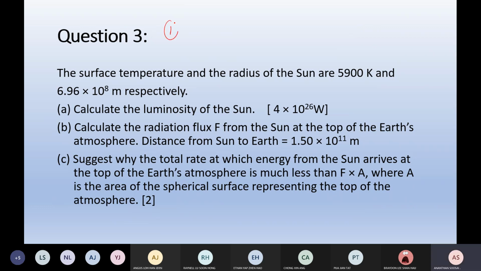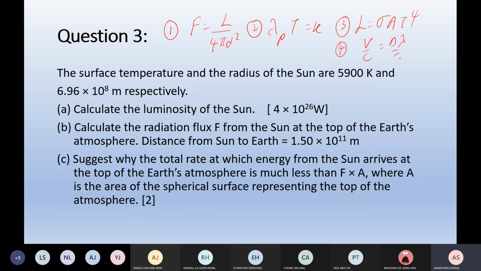So remember, the first equation is what? Flux is luminosity over 4 pi d squared. Second one is Wien's law, lambda P T is constant. Third one is Stefan-Boltzmann: luminosity is sigma A T power of 4. Fourth one is Doppler's effect: v over c is change of lambda over lambda. And fifth one is Hubble's law, v equals H naught D.